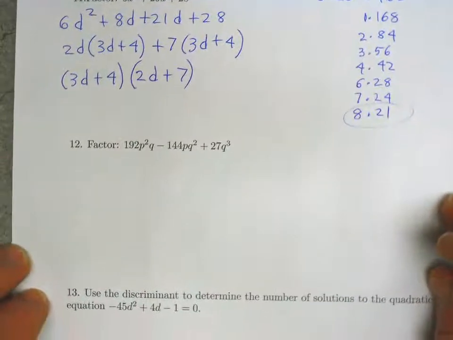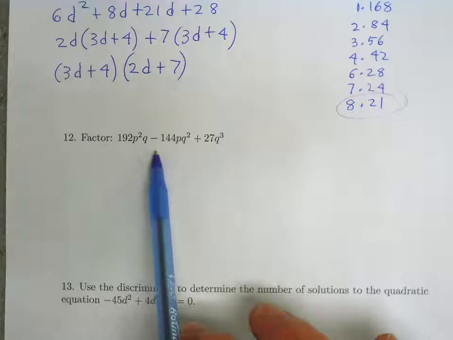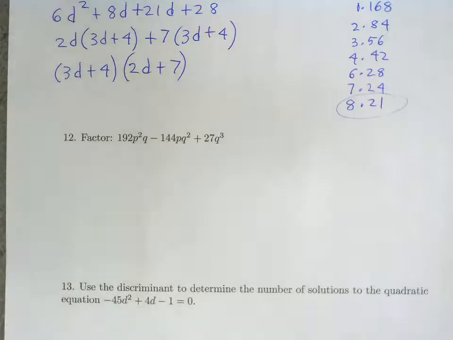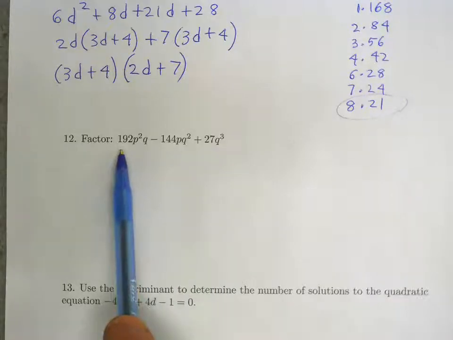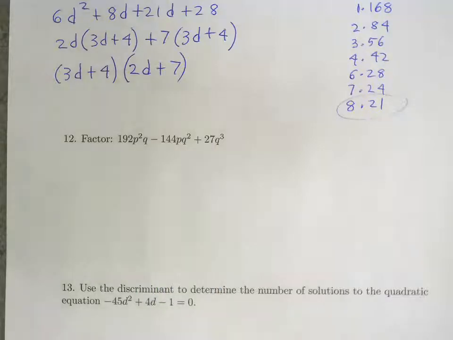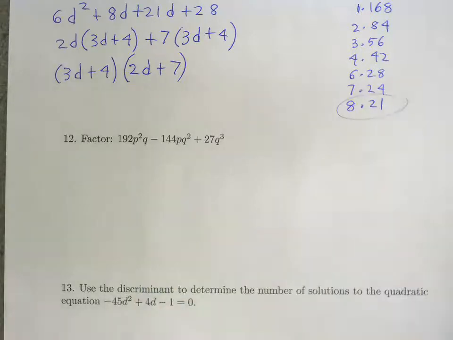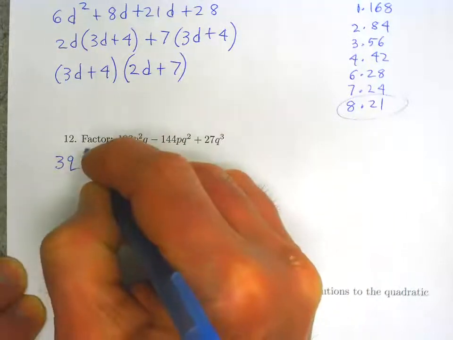Okay, the next problem, factor 192 p to the second q minus 144 p q to the second plus 27 q to the third. First, we look at the numerical coefficients. The greatest common factor of the coefficients is 3. 3 divides evenly into those coefficients. And then there's also a common factor of q. So we can factor 3 times q out of every term.